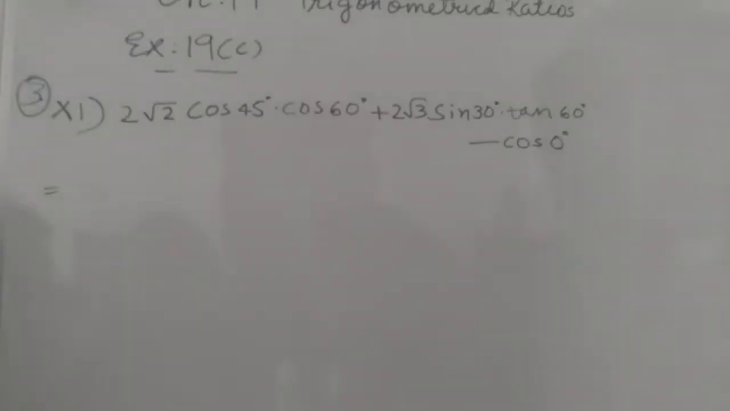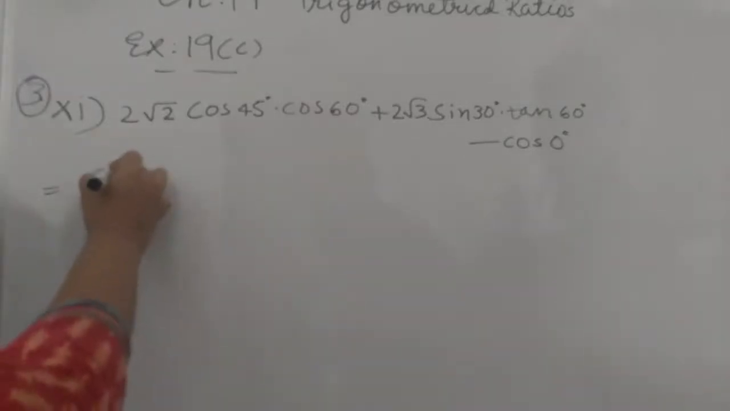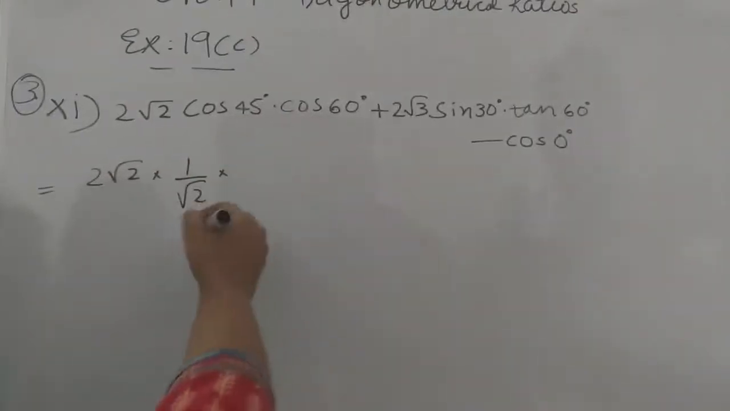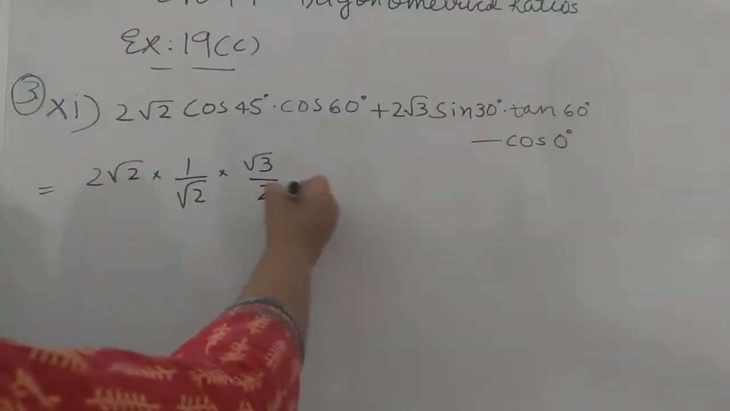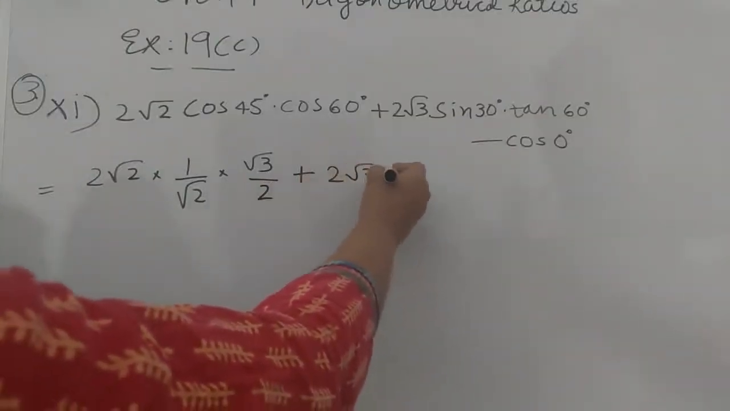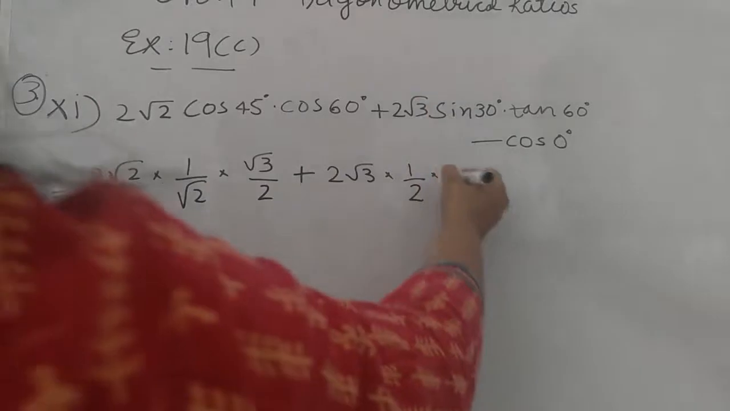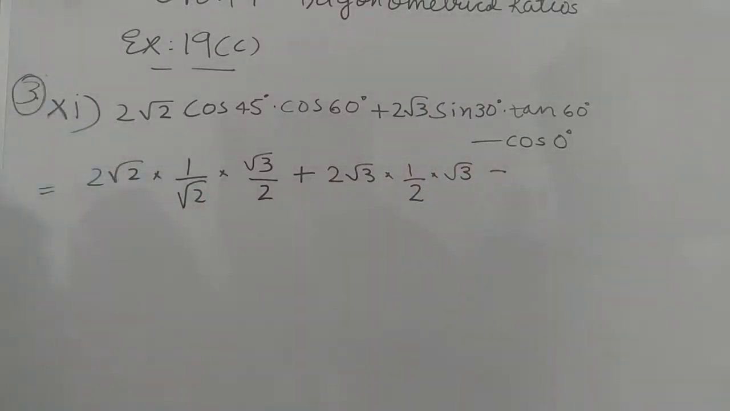Question number 11 of this find the value type of question, which is written on the board. Now I place the values: cos 45 is 1 by root 2, cos 60 is root 3 by 2, plus 2 root 3 sin 30 is 1 by 2, and tan 60 is root 3, minus cos 0. So what is the value of cos 0? That is 1. So here I write 1. Again you check the values. If anything is wrong, you cannot get your answer.